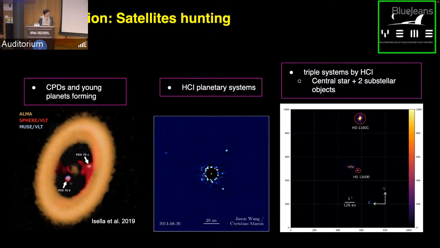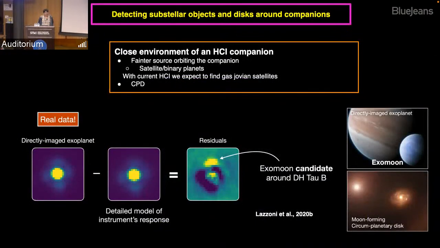For example, we have observed planets forming, not just with direct imaging, but combined with ALMA observations and a lot of things. But we can see planets forming. We also have this GIF that Julien presented of HR 8799. So we have detected multiple planets in a single system, and we also have detected triple systems composed of a central star and two substellar objects.